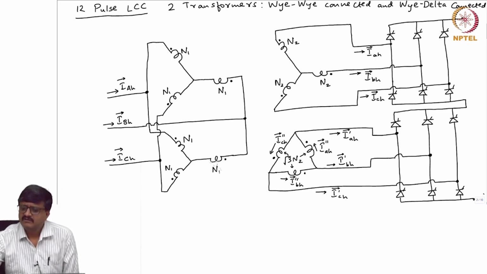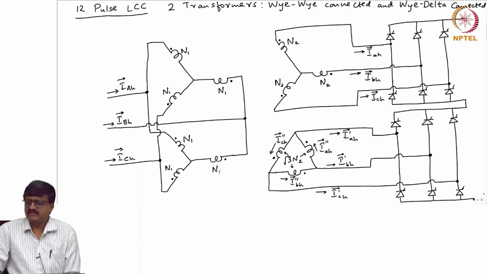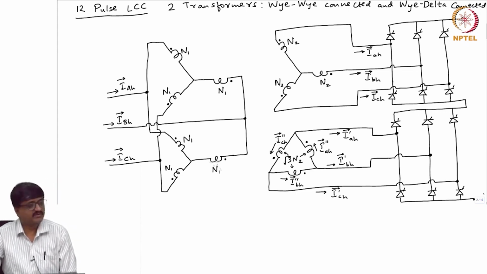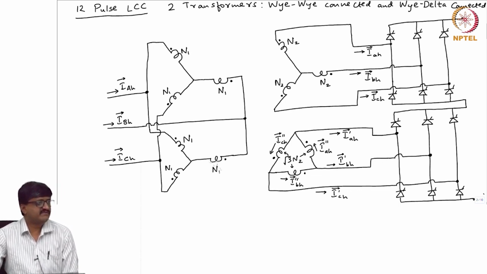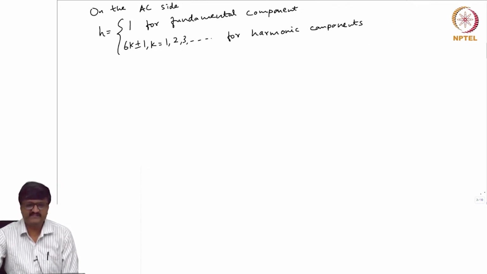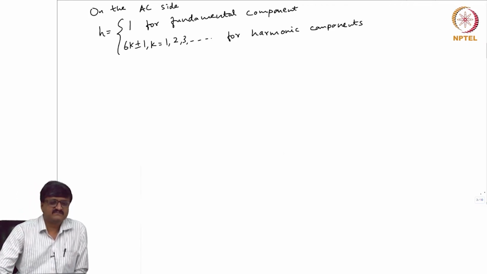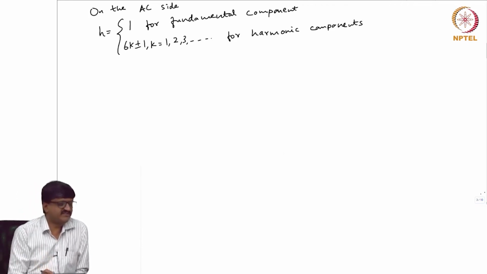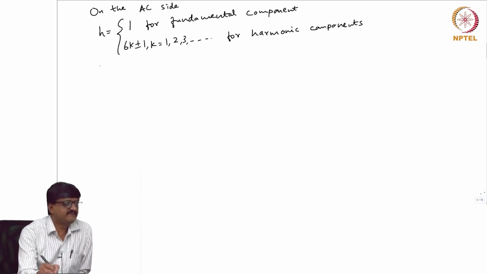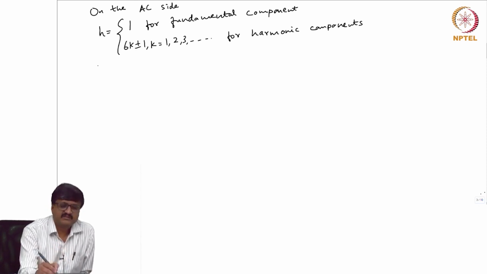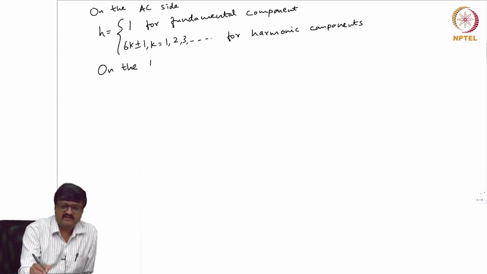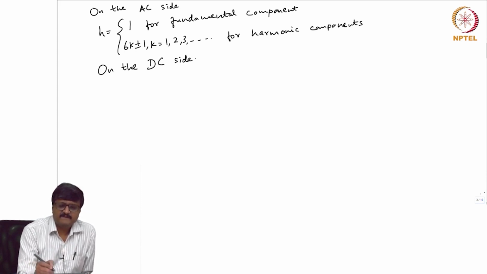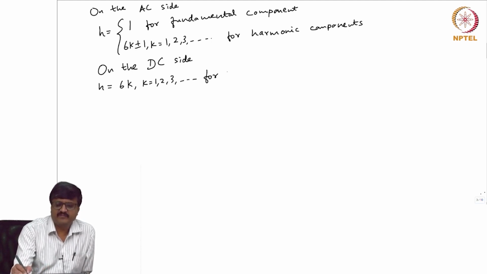Now, on the DC side also there are voltages, but the harmonics in the DC side voltage are not of the same order as the current harmonics on the AC side. See, this is on the AC side the definition of H. Now, if you look at the DC side voltage, what is the order of harmonics? It is multiple of 6. Okay. So, on the DC side, we say H equal to 6K, K equal to 1, 2, 3 for harmonic components.